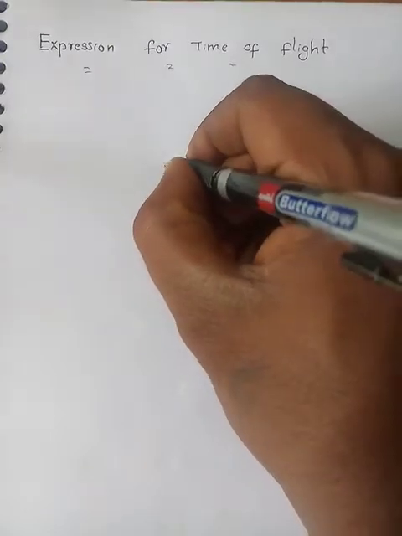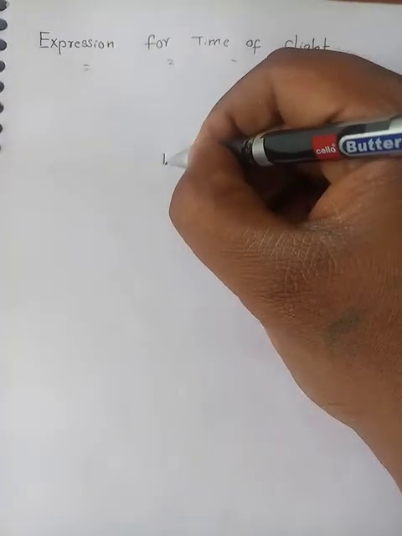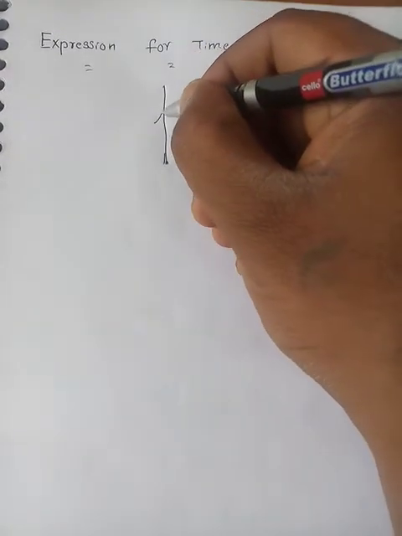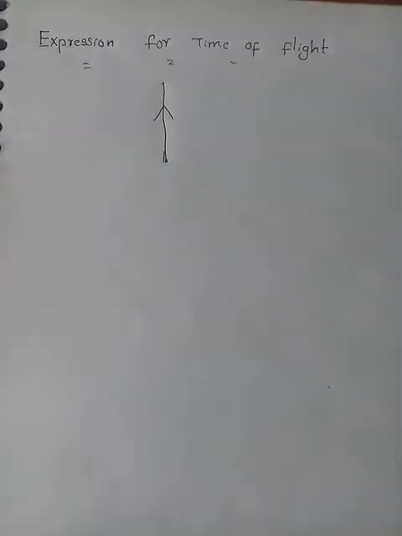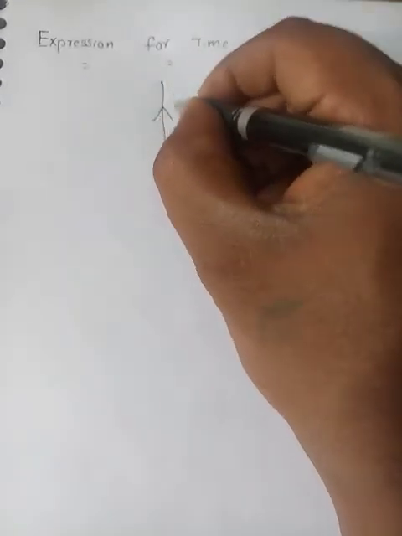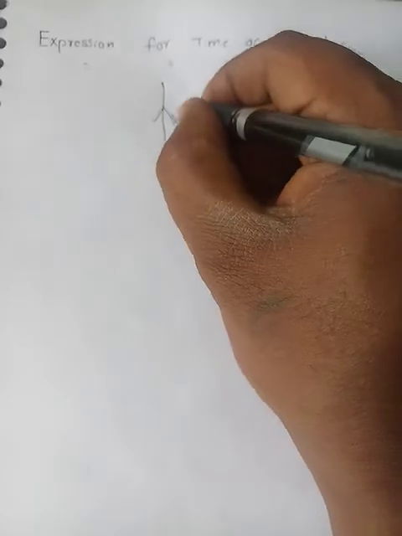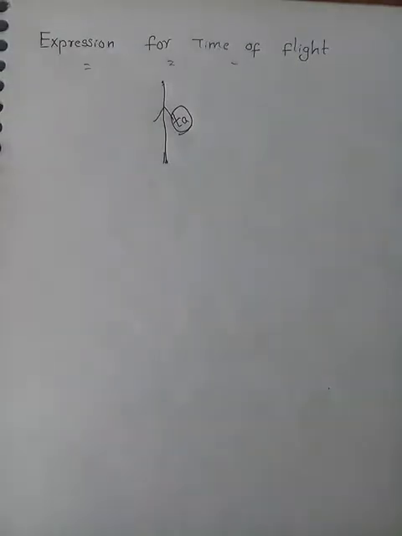Next one is what? We are going to derive the expression for time of flight. What is time of flight? When you project a body, for example, this is a body, you project a body. Assume that this is straight line motion. The time taken by a body to reach maximum height is called t suffix a. What is t suffix a?